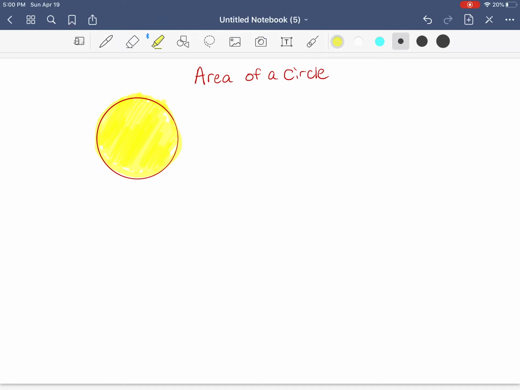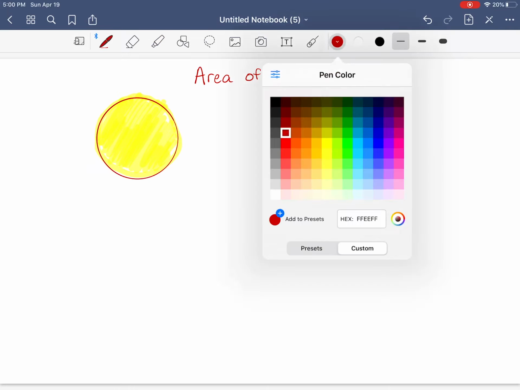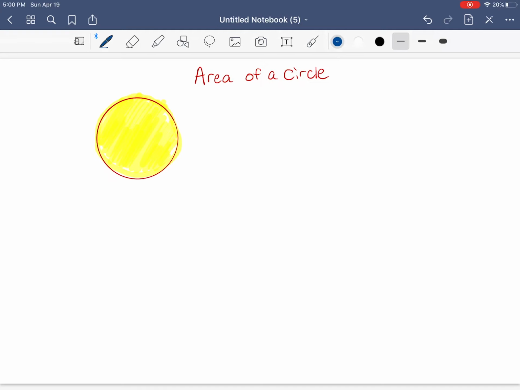Like circumference, we will be using a formula to help us calculate the area of a circle. To calculate the area of a circle, our formula is area equals pi times our radius squared. All right, that's our formula. And remember, our formula is kind of like our directions or our guide to help us calculate something.